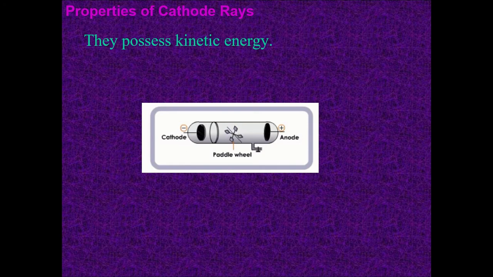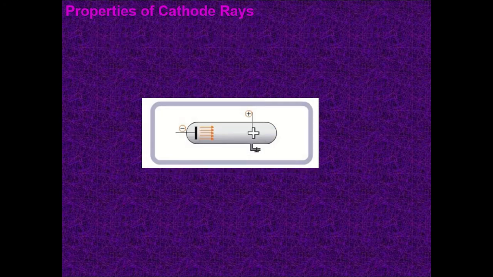So the paddle wheel, as the cathode rays go, they hit the paddle wheel. What does it mean? The cathode rays possess kinetic energy. That's property number 2. Try property number 3.